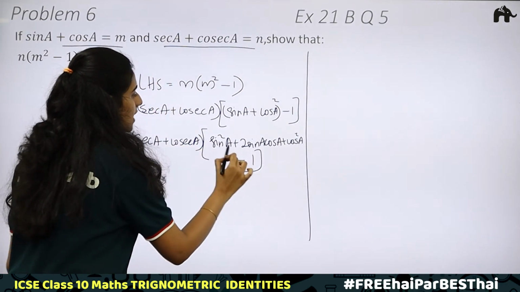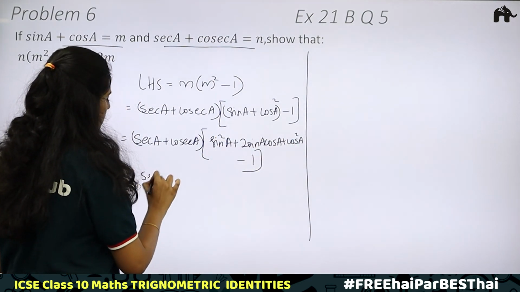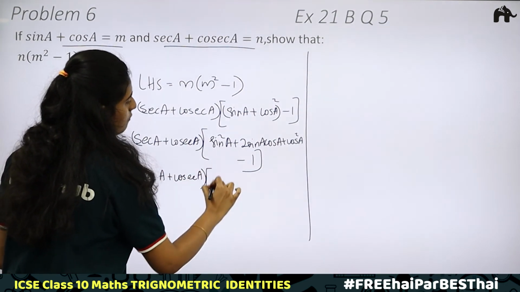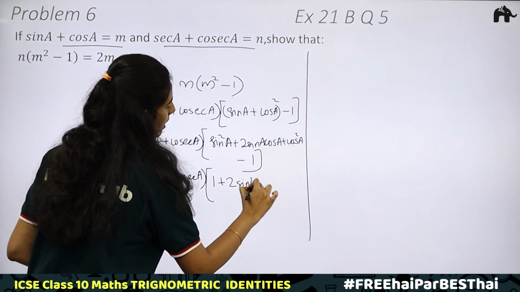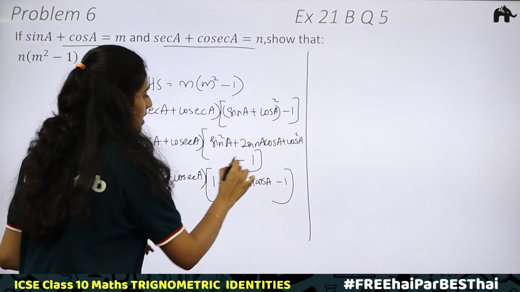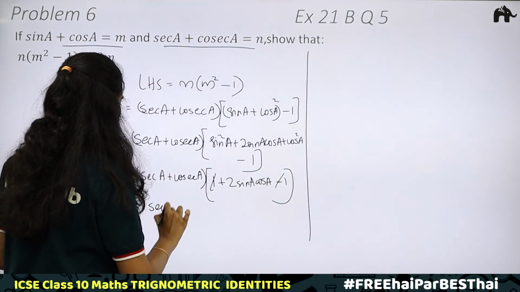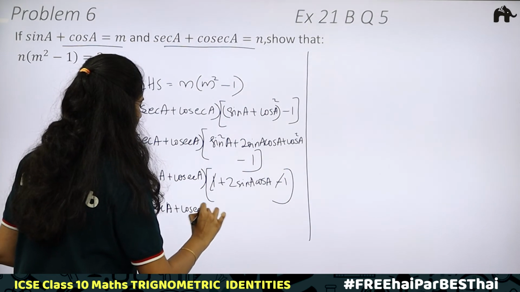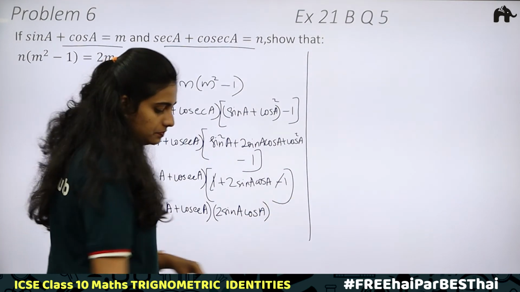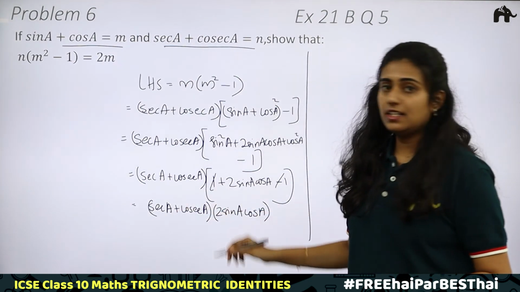Now we have sin square A plus cos square A. What is sin square A plus cos square A? That is also equal to 1. Therefore, sec A plus cosec A into 1 plus 2 sin A cos A minus 1. Sin square A plus cos square A is equal to 1, and here we have a minus 1. 1 minus 1 removed, then we have sec A plus cosec A into 2 sin A cos A. Now sec A and cosec A we are going to convert in terms of sin and cos.